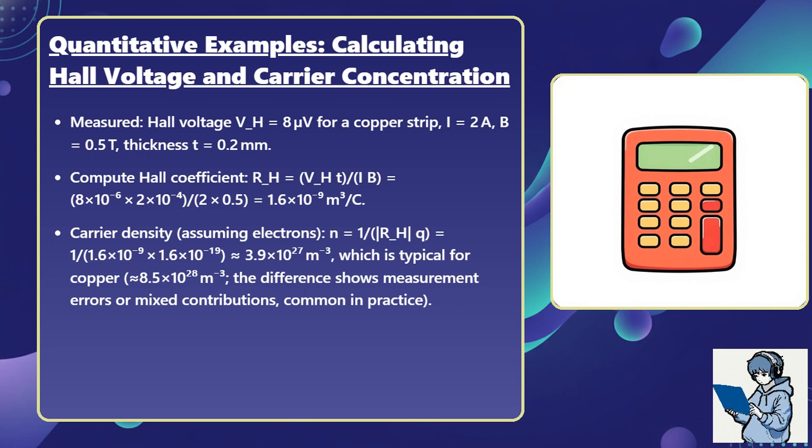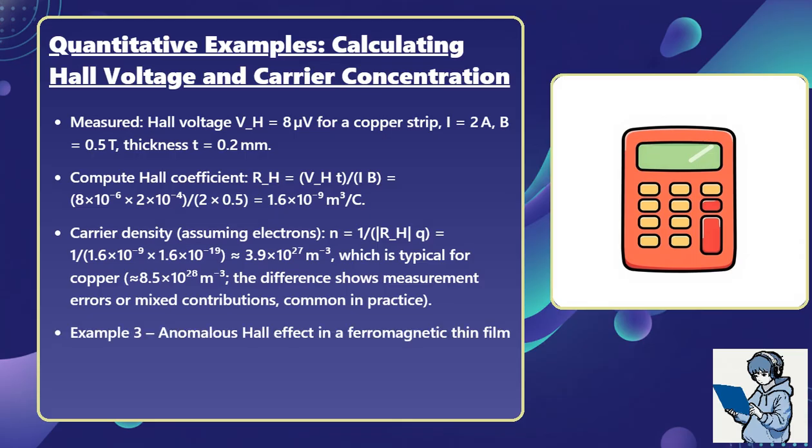Carrier density, assuming electrons. N equals 1 over absolute R_H times Q equals 1 divided by 1.6 times 10^-9 times 1.6 times 10^-19, approximately equals 3.9 times 10^27 per cubic meter, which is typical for copper, around 8.5 times 10^28 per cubic meter. The difference shows measurement errors or mixed contributions, common in practice.